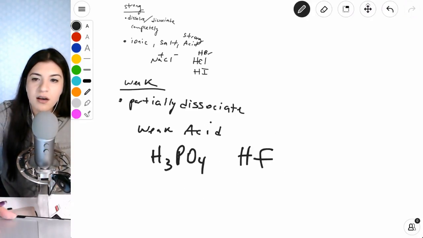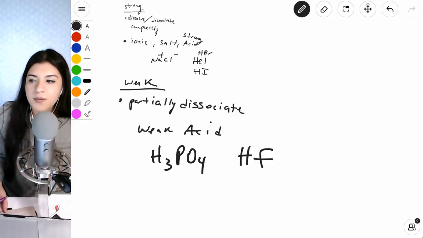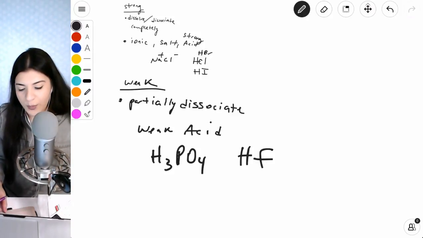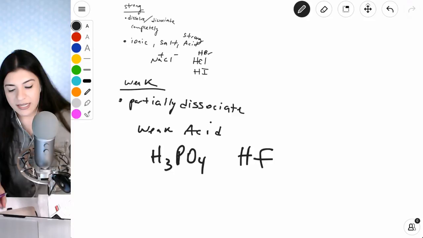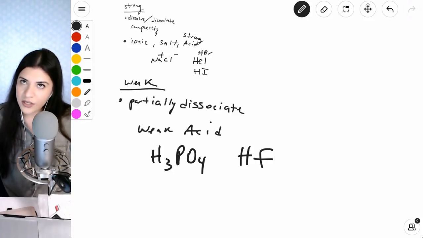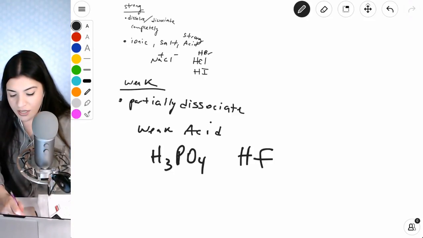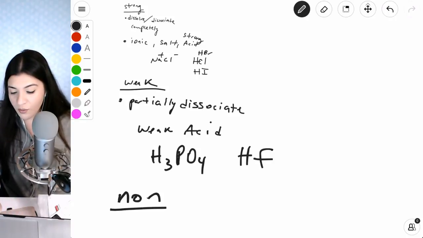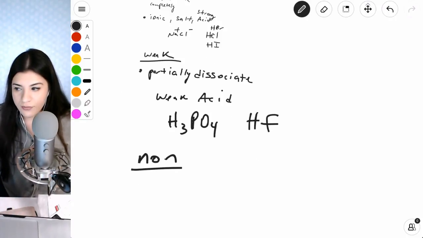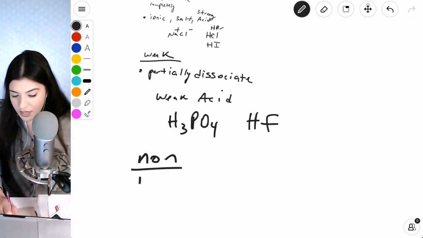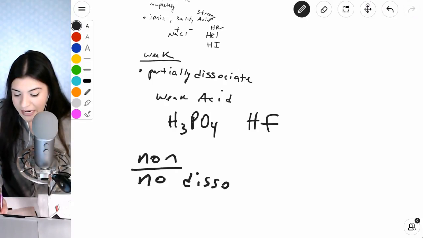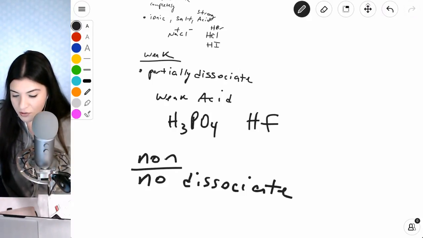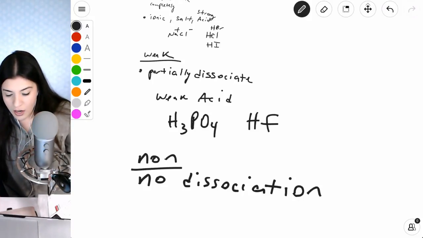I know there's a list of different types. Maybe they provided you that, or it might be in your book, but that's something to look at: strong is going to completely dissociate, weak is going to partially dissociate, non is not going to dissociate whatsoever. So no dissociation. That is the main concept with this. No dissociation is understanding how everything will break apart.